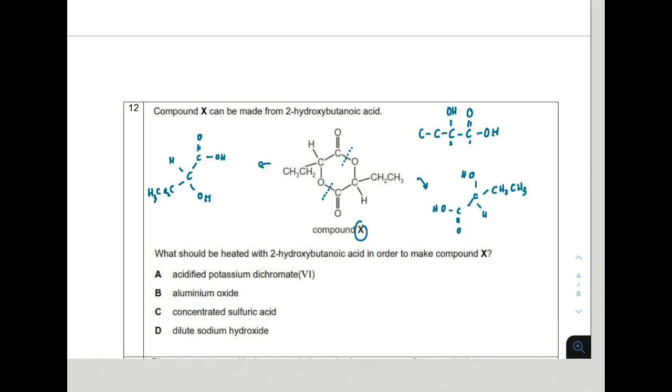So what we do is reflux the compound with concentrated sulfuric acid. You need to heat the 2-hydroxybutanoic acid, which is the same molecule as this. When you do that, we are going to get compound X. So this is an esterification process, and that is the condition required for this.